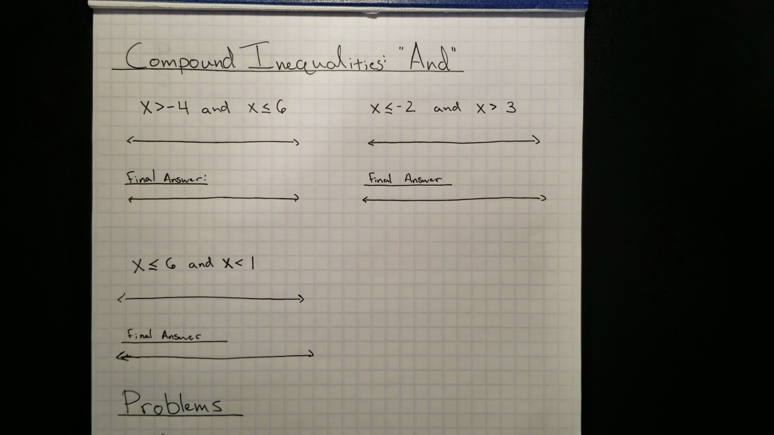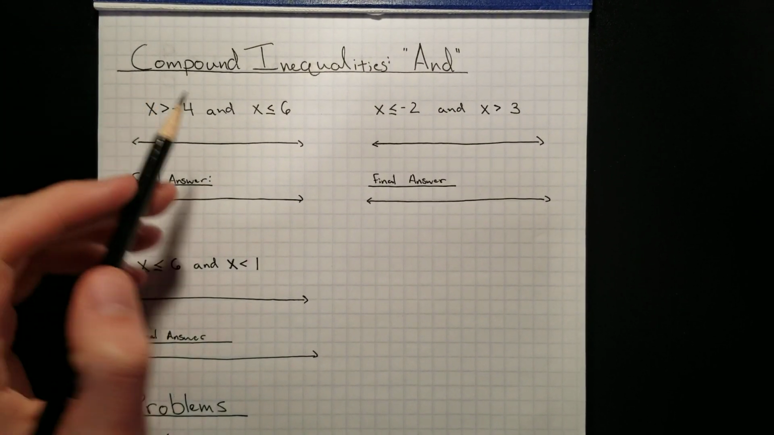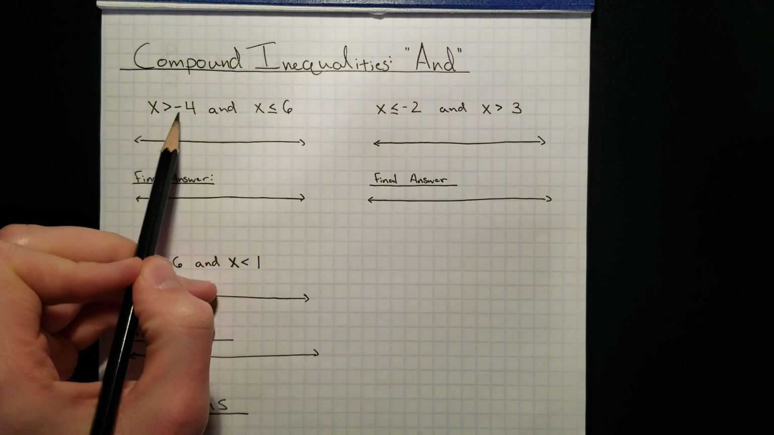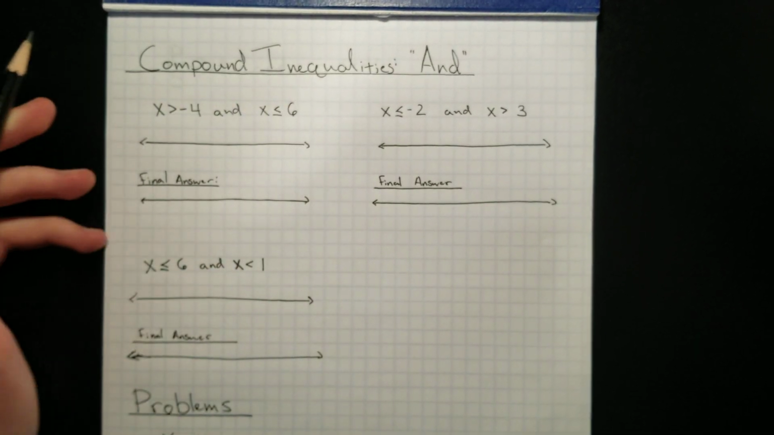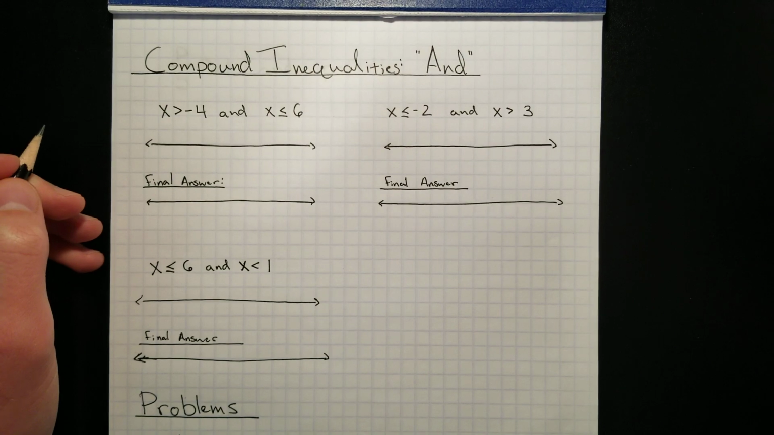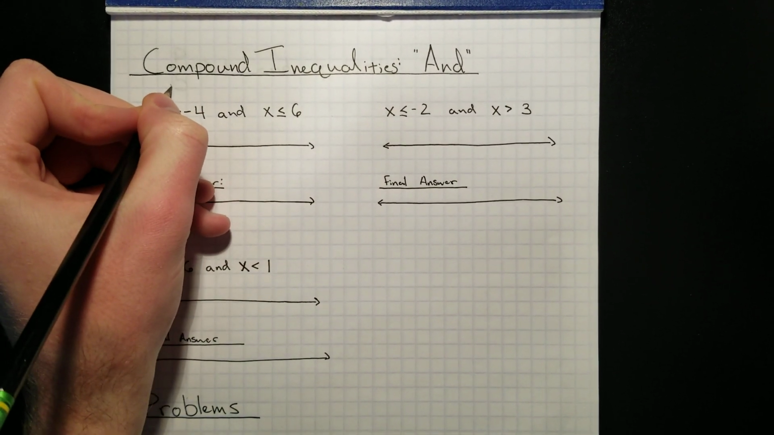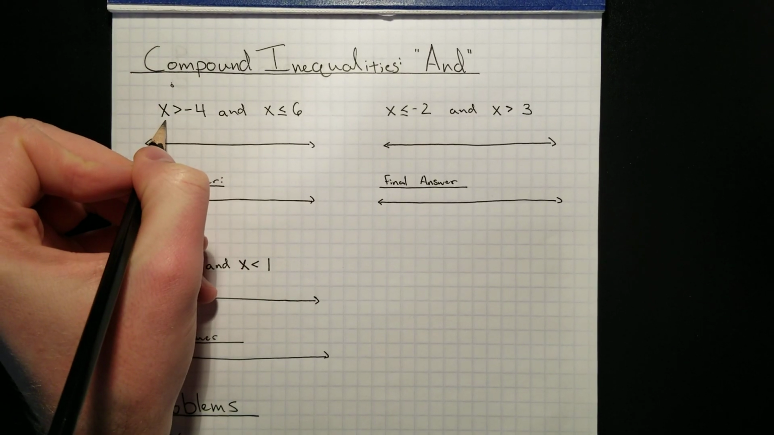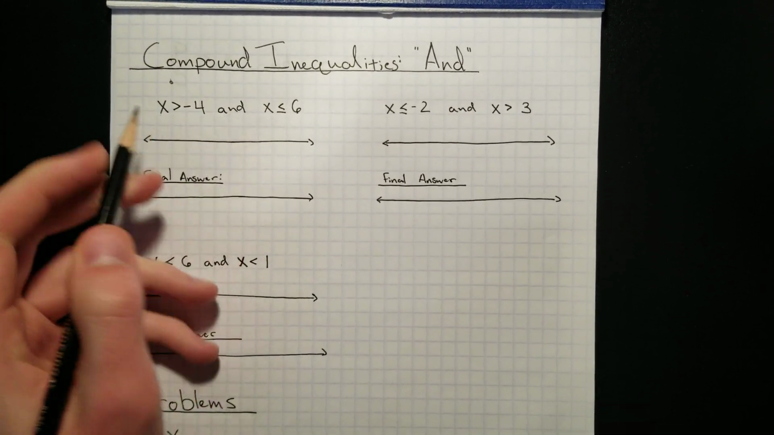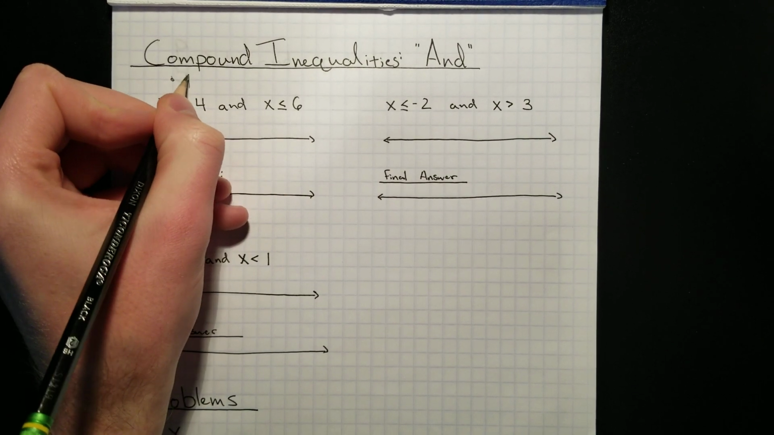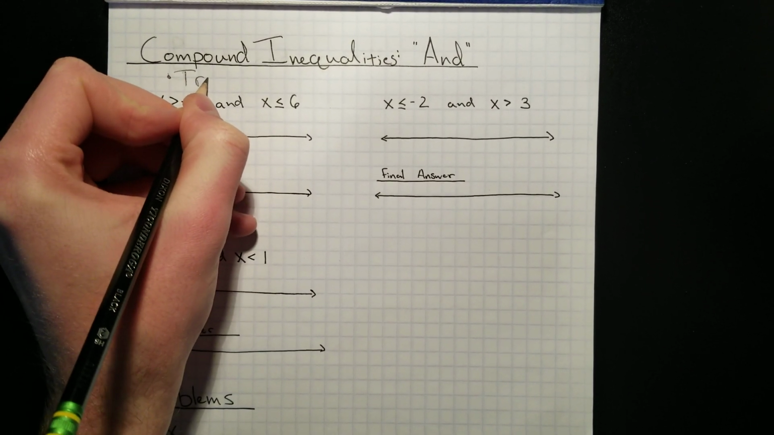All right. The other part of compound inequalities is combining inequalities using the word and. And there's a distinction to be made between and inequalities and or inequalities. When we talk about and inequalities, we mean inequalities where the solution actually has to be true for both constraints.